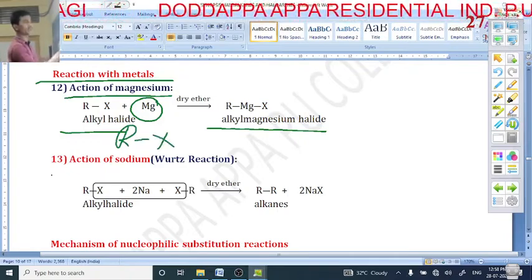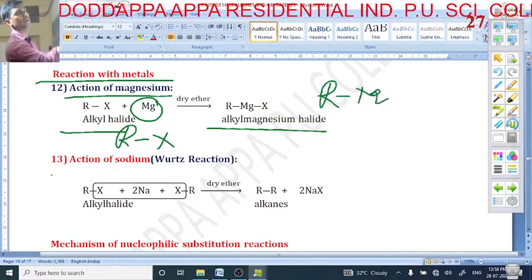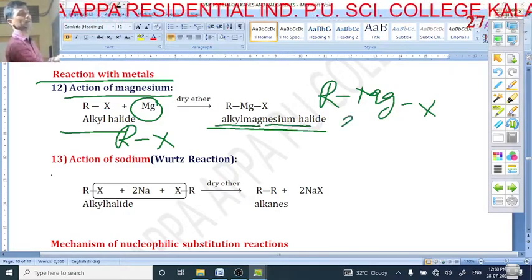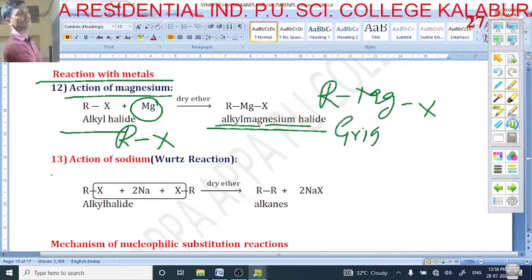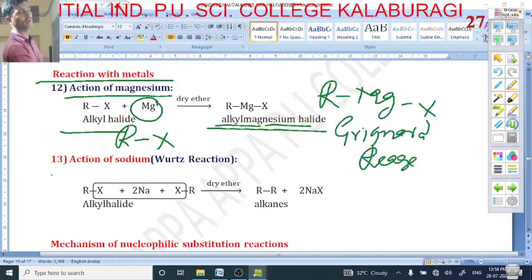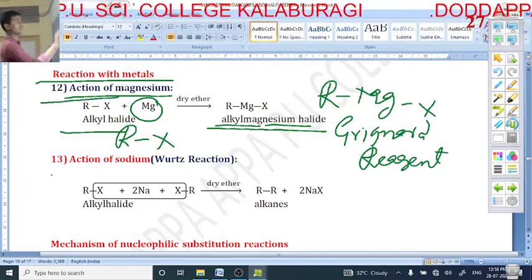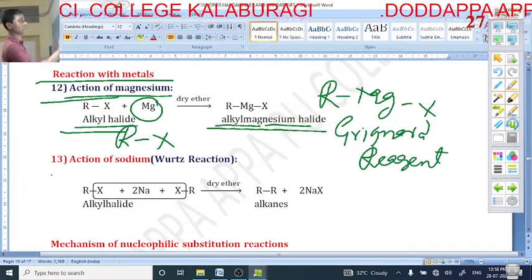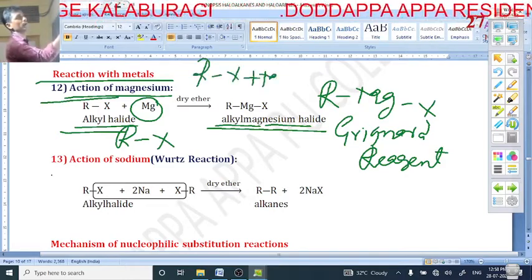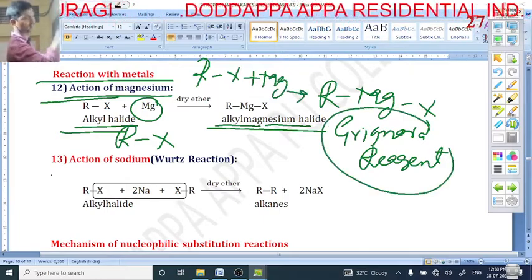Alkyl halide reacts with magnesium. It gives R-Mg-X, where R is alkyl, Mg is magnesium and X is halide. This alkyl magnesium halide is called Grignard reagent. So when alkyl halide reacts with magnesium metal, it gives RMgX.